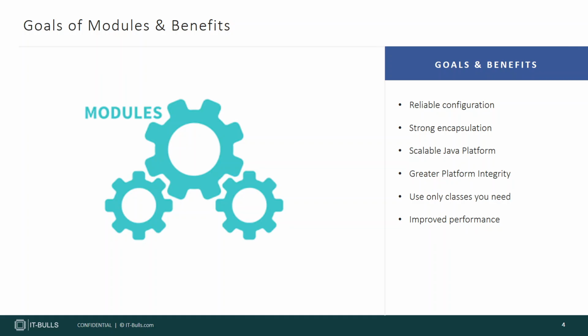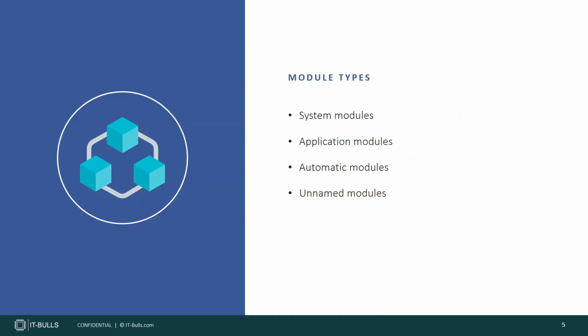Let's talk now about different module types. There are 4 types of modules in the new module system. System modules. These are the modules listed when we run the java --list-modules command. They include the Java SE and JDK modules.